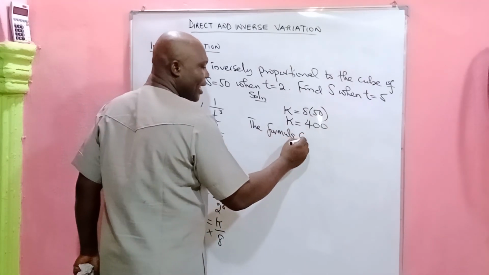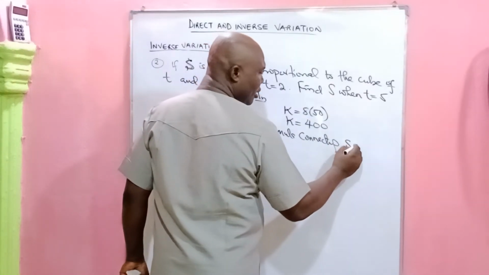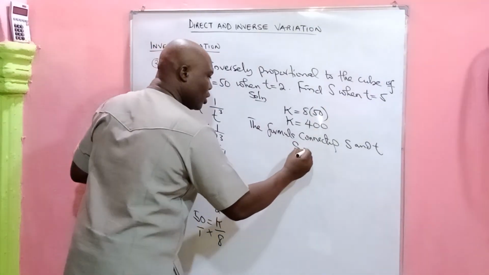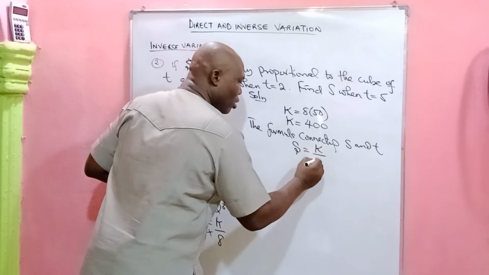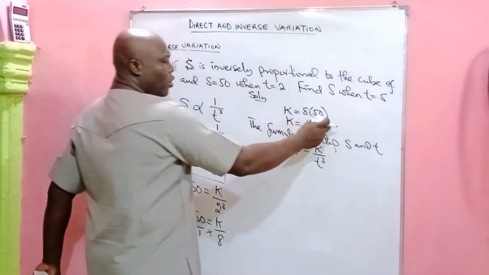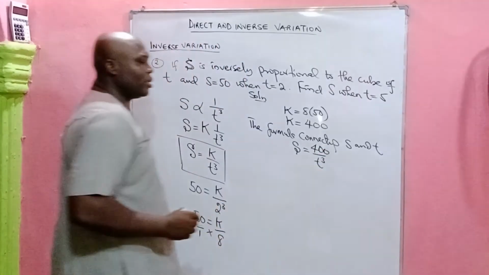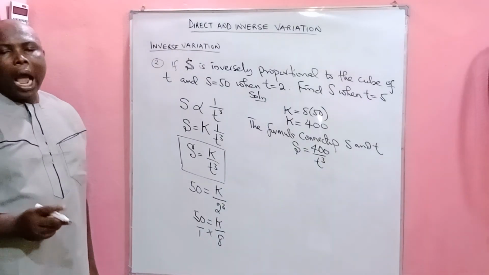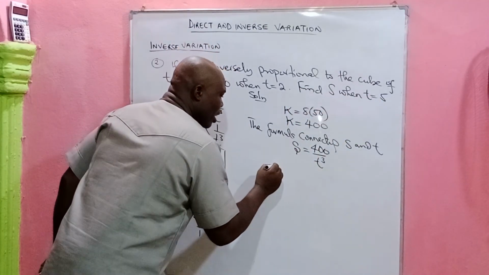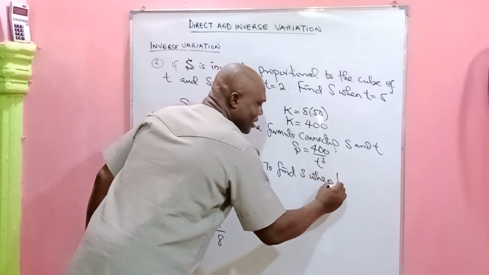We can now have the formula connecting S and t. We were told that S is equal to k all over t raised to the power of 3. But we have calculated the k now to be 400. So we remove k here and substitute with the 400. So this is the formula connecting S and t. And with that formula, you can solve any other thing. So we have to find S when t is equal to 5.